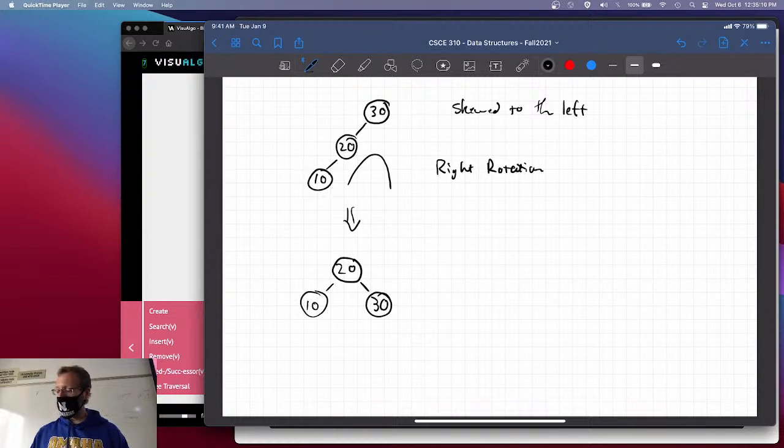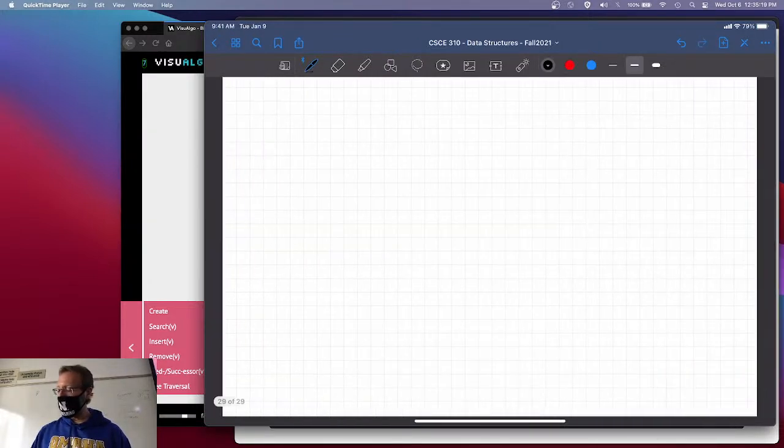Right? Why is it a right rotation? Because we're basically pulling it to the right. Well, what would it look like for a left rotation?